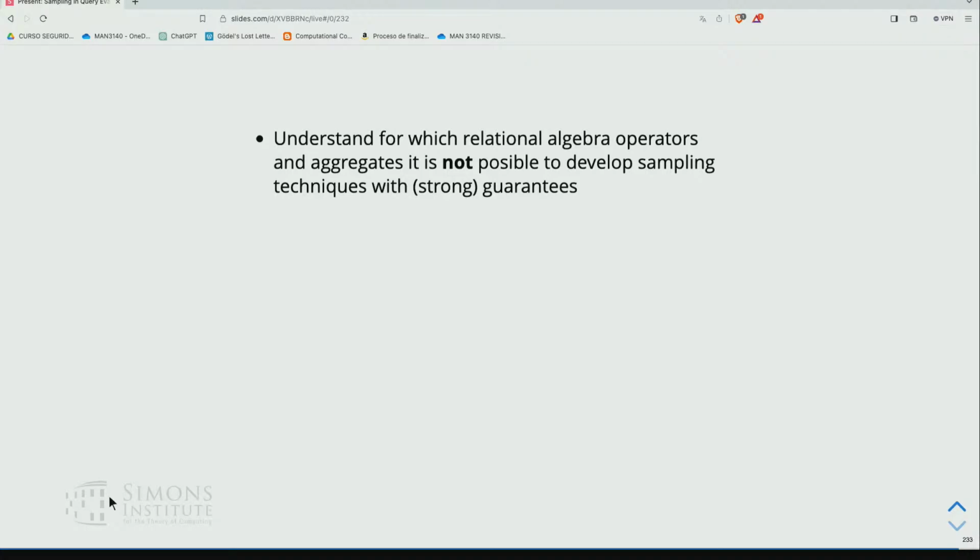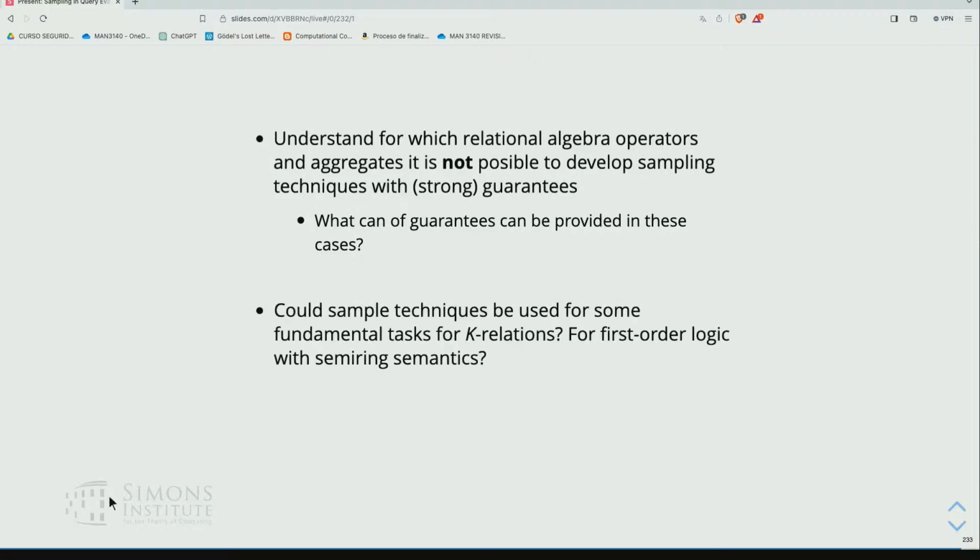But again, the proof requires long queries. So we need to understand this better, and even in the cases where it's not possible, what kind of guarantees can be provided. I think it's an important question to understand.